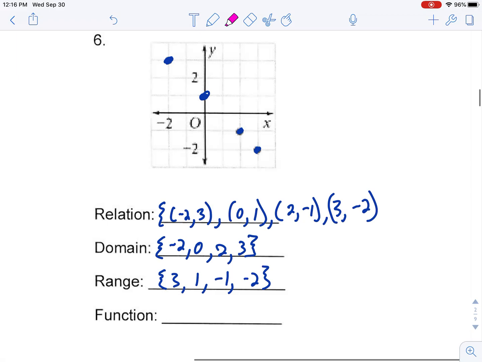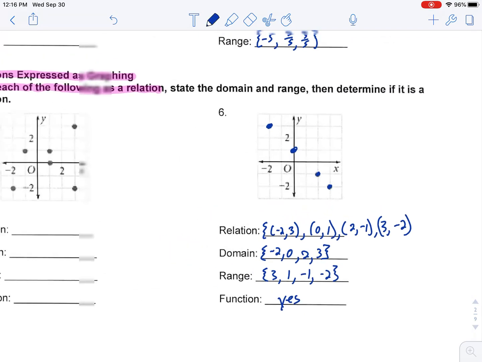And is this a function? Well, let's look at the x values. Are any of the x values used more than once? No, they are not. 2 and -2, remember, those are two completely different numbers. So yes, this is a function.